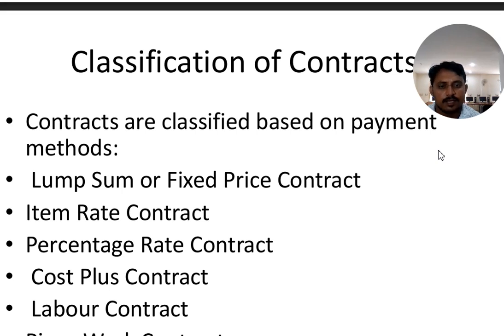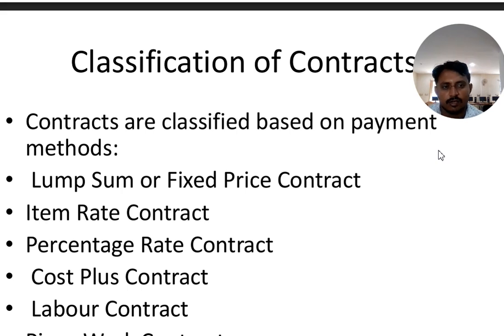Similarly, for example, if the foundation amount is 1 lakh, next comes the walls. How much do the walls cost? That is one item. Then columns or pillars: how much is the cost of laying the pillars? So this is the item rate based contract.